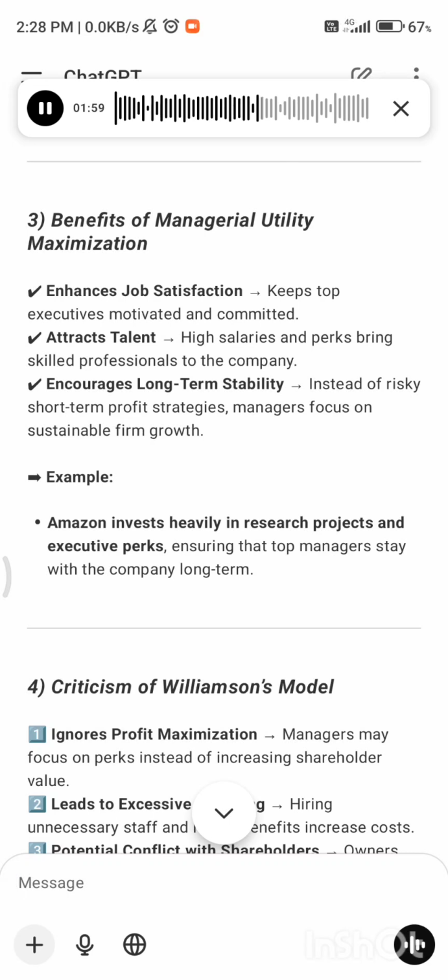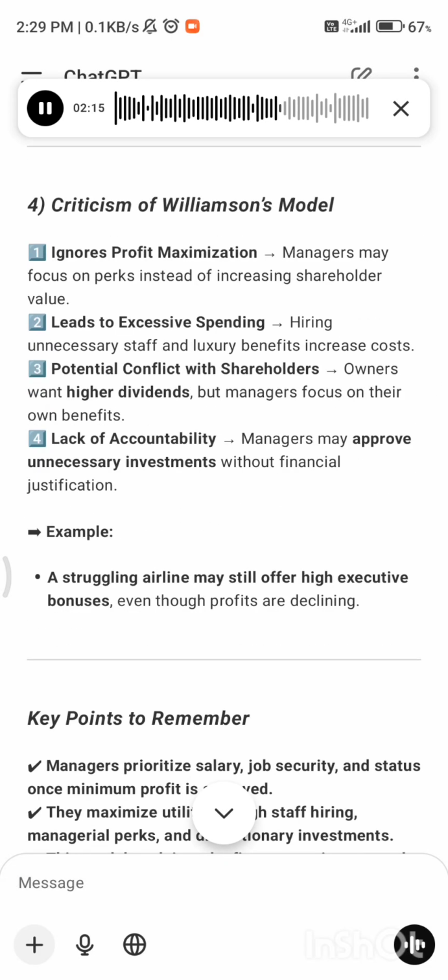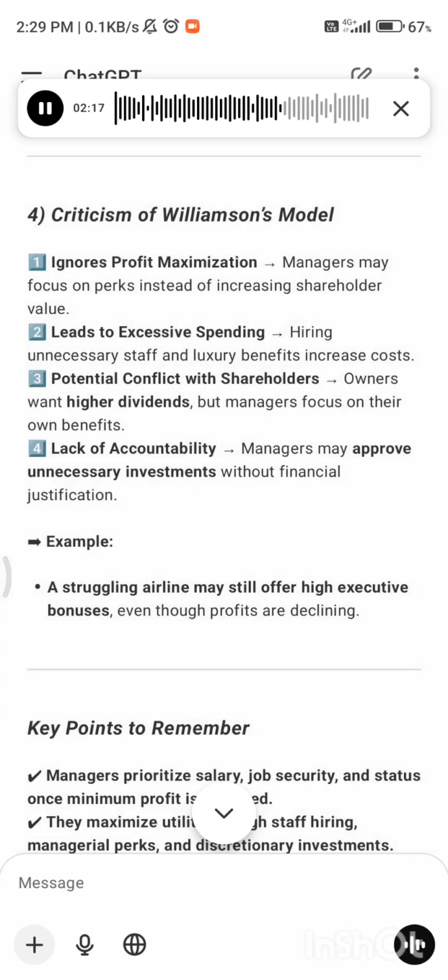Encourages long-term stability. Instead of risky short-term profit strategies, managers focus on sustainable firm growth. Example: Amazon invests heavily in research projects and executive perks, ensuring that top managers stay with the company long-term. 4. Criticism of Williamson's model. 1. Ignores profit maximization. Managers may focus on perks instead of increasing shareholder value. 2. Leads to excessive spending. Hiring unnecessary staff and luxury benefits increase costs.